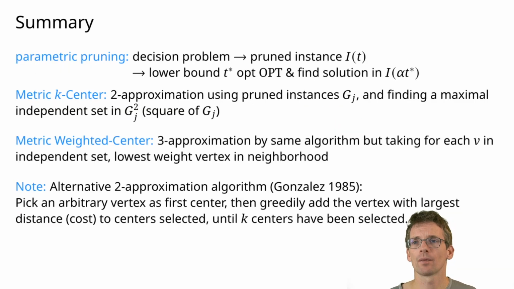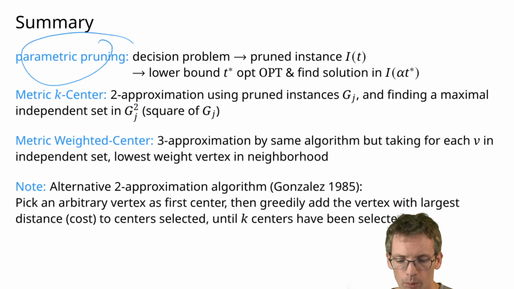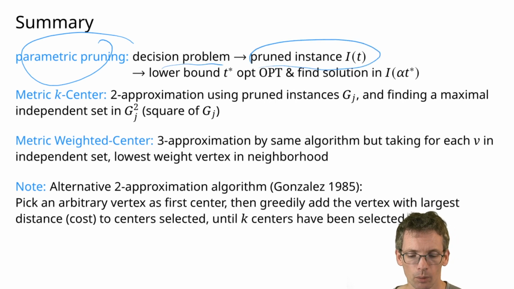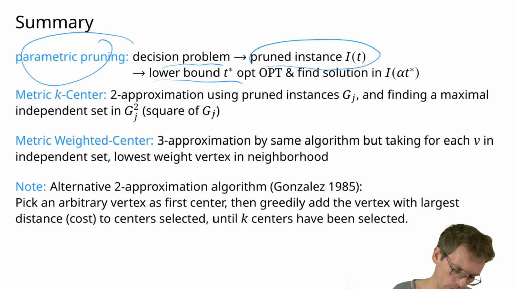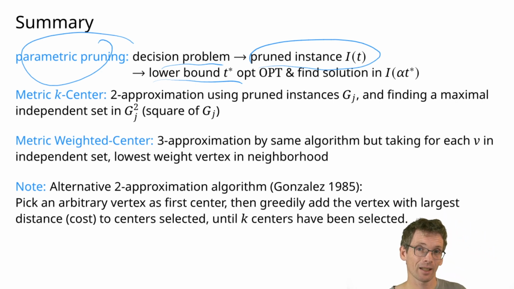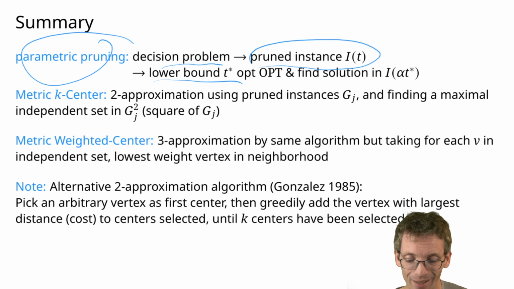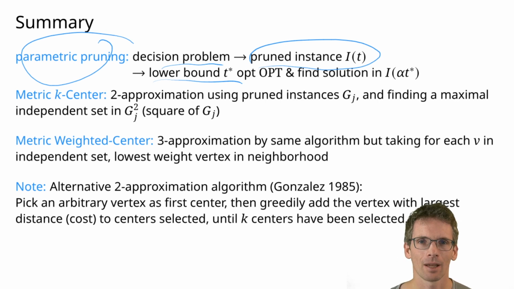So what have we seen? As a technique, we have seen parametric pruning, so reducing to the decision problem, using a pruned instance for the decision problem, and there looking at that family, finding a lower bound, and then when we found the lower bound, also finding a solution which is at most a factor alpha away from that. Then we saw the 2 approximation for the metric k-center problem and the 3 approximation for the metric weighted center problem. Finally, let me mention another 2 approximation, actually a very simple greedy algorithm.